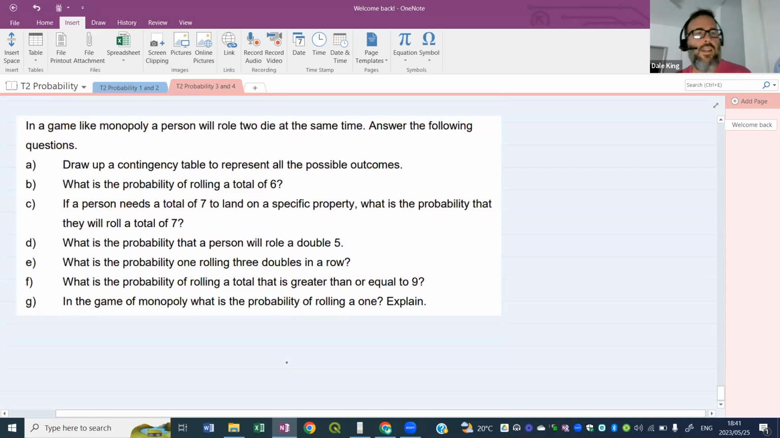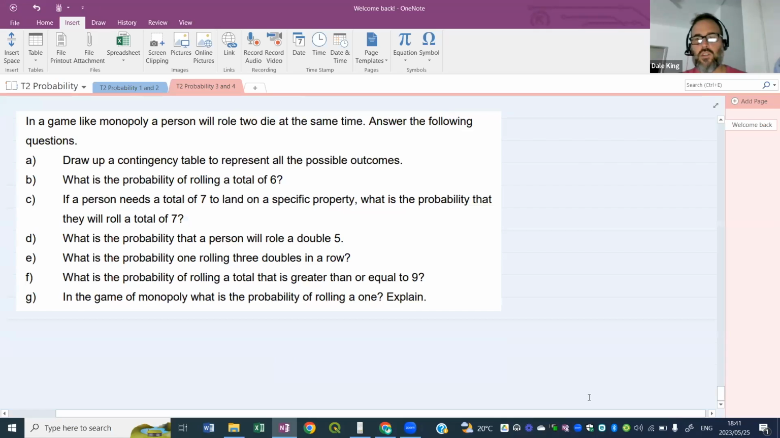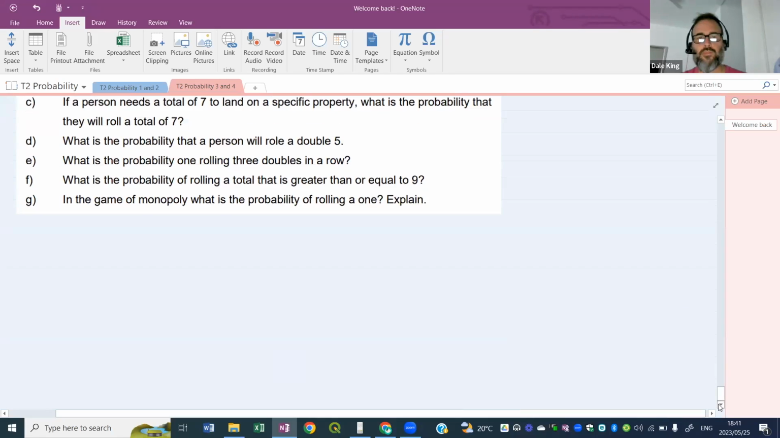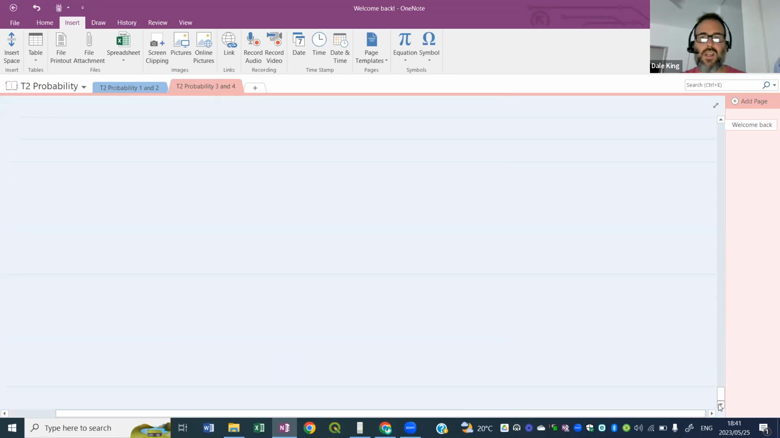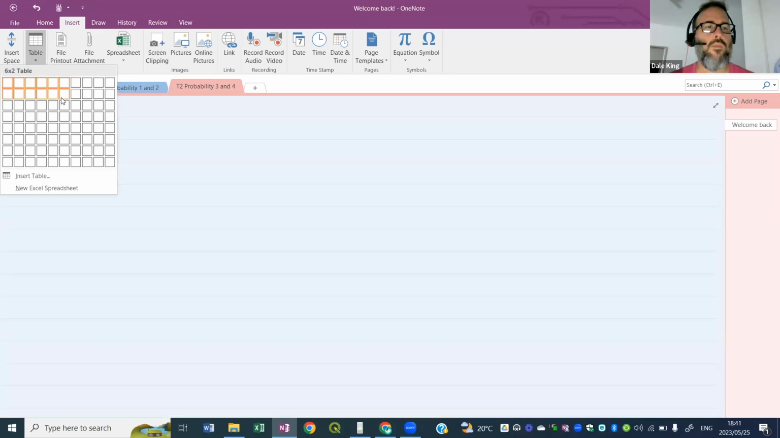Let's read and see. In a game like Monopoly, a person will roll 2 dice at the same time. Answer the following questions. So we're rolling 2 dice. Draw up a contingency table to represent all the possible outcomes. Oh my gosh. A contingency table. Who can help me explain how to do this? Who can remember how we do this? Is there anyone out there that could help me?